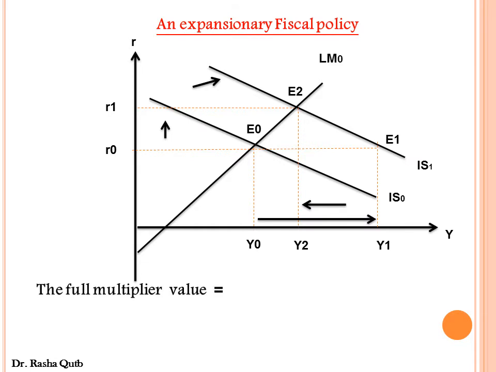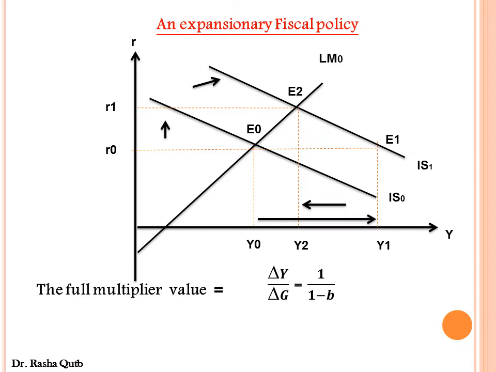We call this the full multiplier effect, and the full multiplier value in this case is measured by 1 over 1 minus B. This is the value of the multiplier times the amount of government expenditure that is increased by the government. So the movement from E naught to E1 is the initial impact of the expansionary fiscal policy.